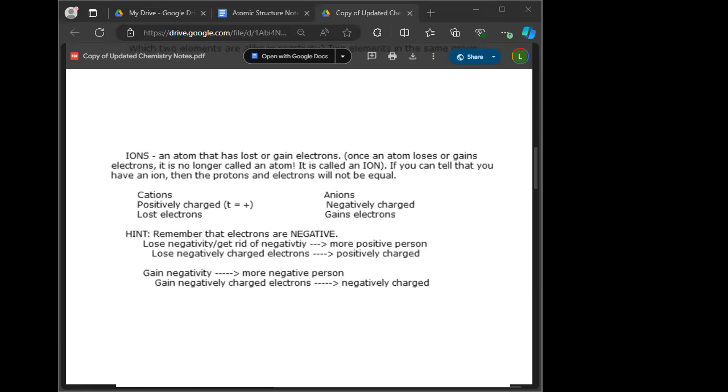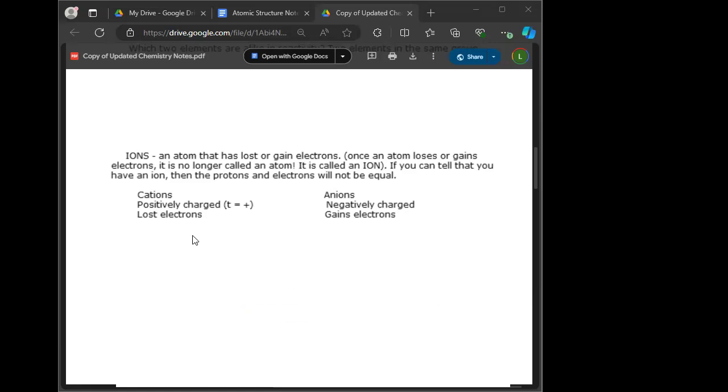Now, if that's confusing, like, wait a minute, why would it be positive if it's losing? We need to keep in mind, actually, you know what? We'll come back to that in a second. Hold on. For now, just mostly know that cations are positively charged ions, and they form from atoms that have lost electrons. And you can try to remember that the T in cat looks like a little plus sign. That's how you can remember that cations are positively charged.